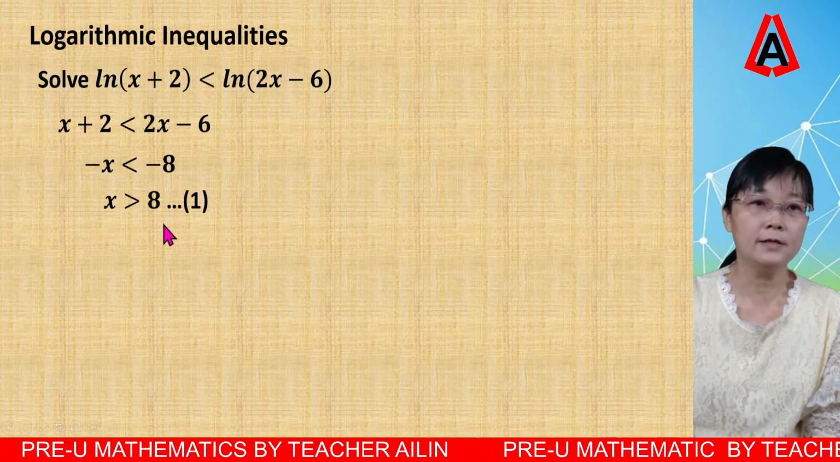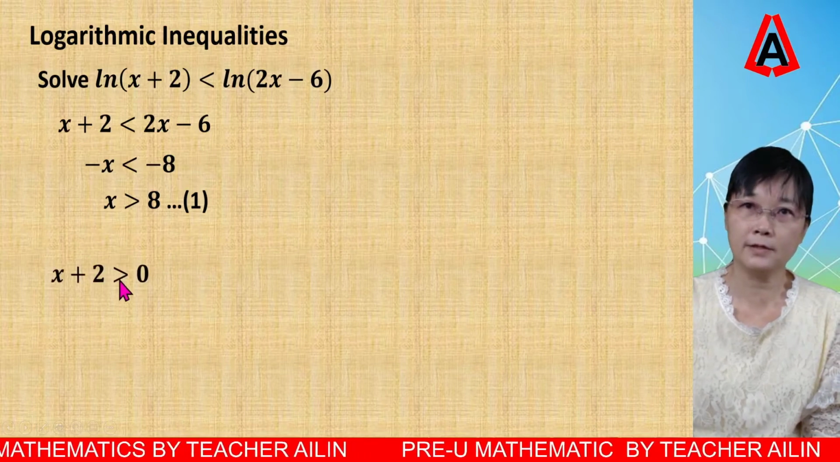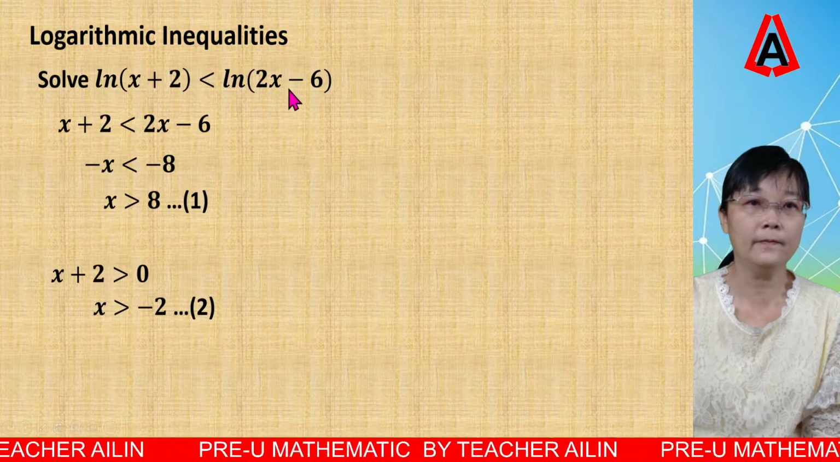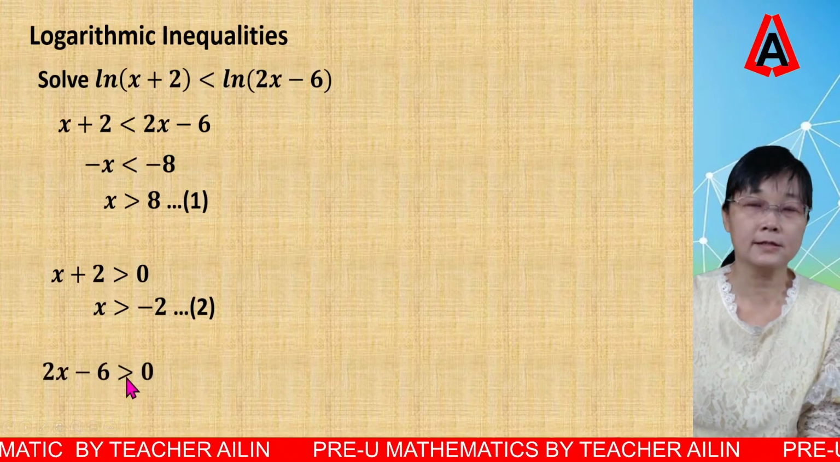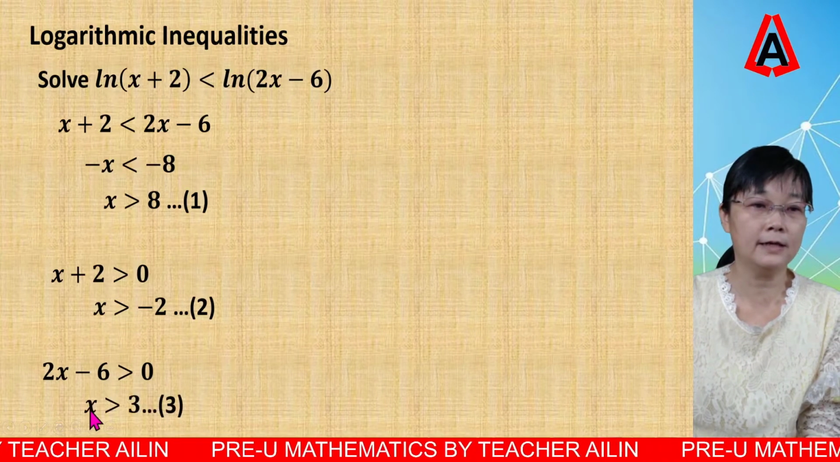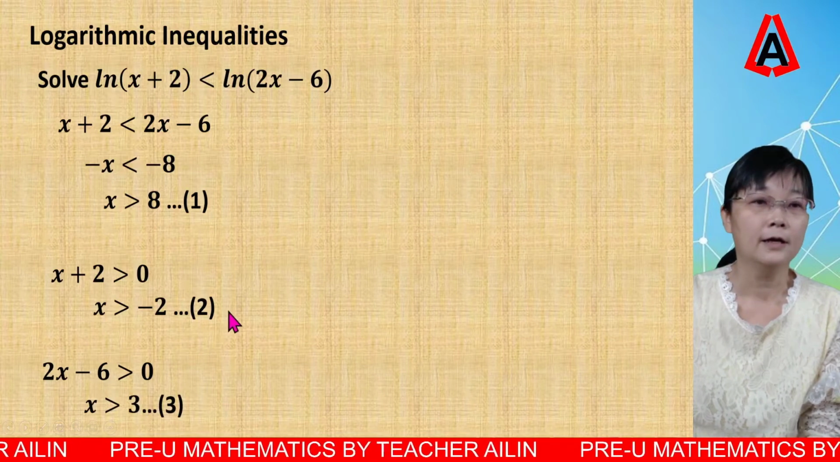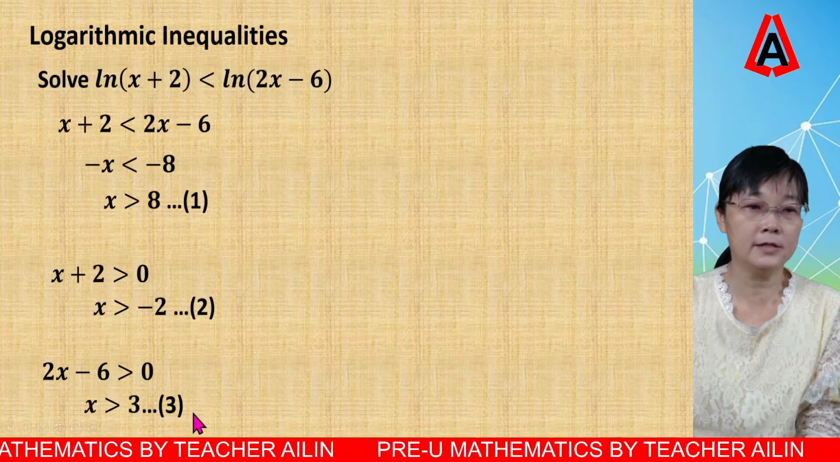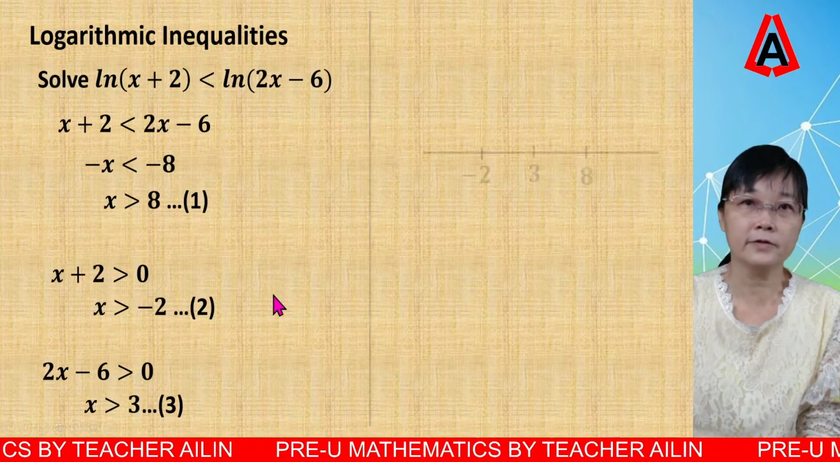So for the first one, x plus 2 must be greater than 0. And from here, x is greater than negative 2. 2x minus 6 is greater than 0. And then x is greater than 3. Now to find the final solution, I'm going to combine these three ranges of values of x.